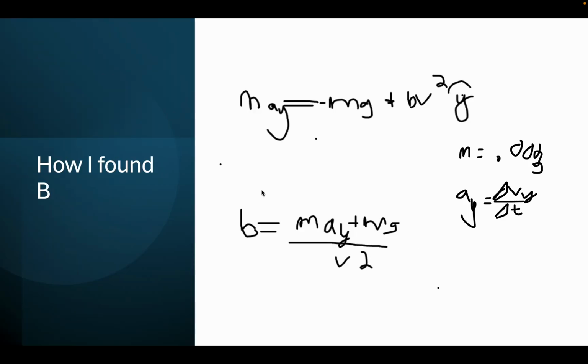and same in the X component. How I found B: I know ma equals negative mg plus bv squared, all in the y direction. So I just solve for B. We can solve for a in the y direction by using the first and the last two timestamps, and then we find the final velocity and initial velocity and solve for acceleration, and then we plug everything in and we get around 0.003. The mass is also 0.003 kilograms.